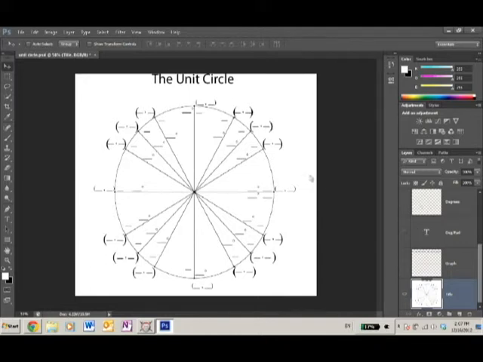This is the unit circle. It's a circle, and you can think of it as a graph. It'll help make it easier when we figure out these points right here around the circle where they are. The reason it's called a unit circle is because from right here to right here, it's 1 unit.